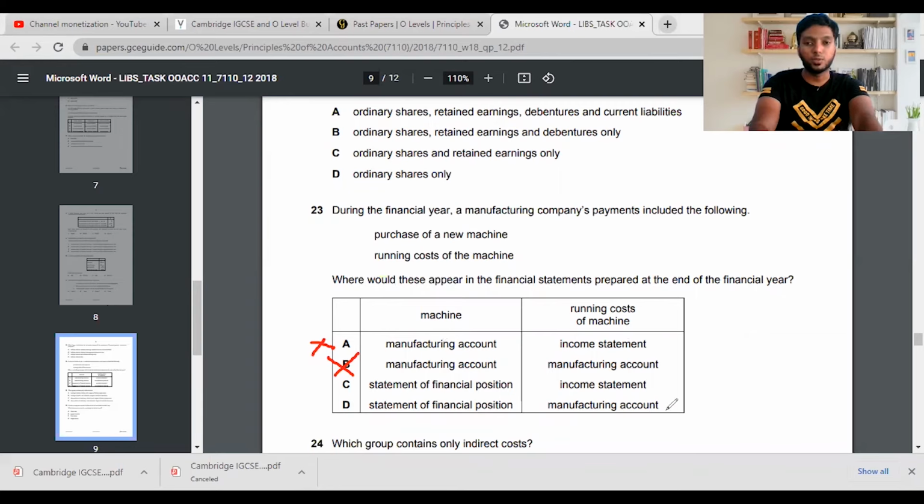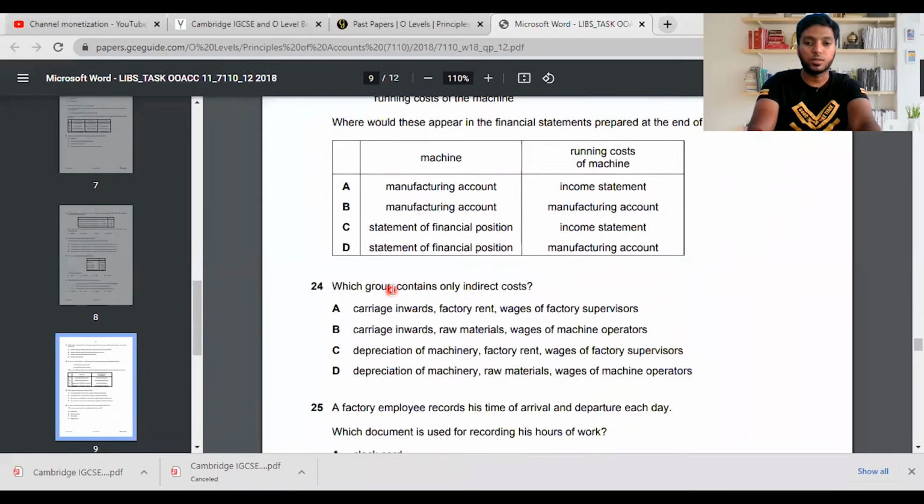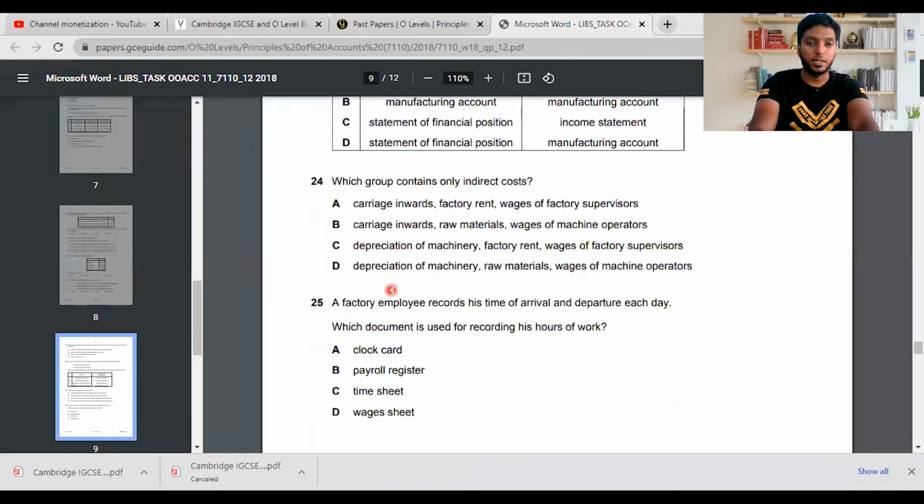Now this is where you should be able to understand. When you take manufacturing account, income statement is known as the office expenses. Manufacturing account becomes the business main expenses. So when you are taking income statement office expenses, you can't take it under this type of running cost of the machine because machines cost should be taken in under manufacturing account. So the answer is going to be D under 23rd MCQ. It's a very straightforward one, guys, to understand. So we'll move on to the next part, 24. Which group contains only indirect costs?